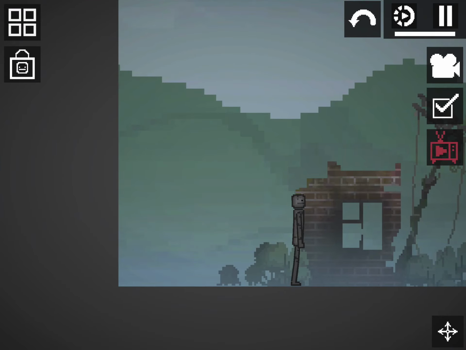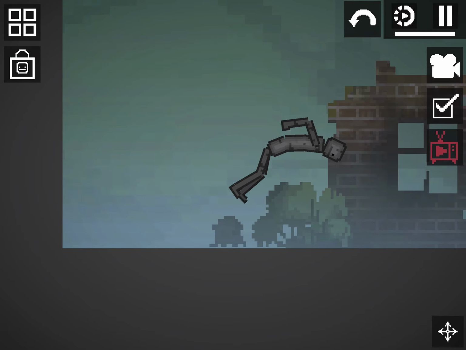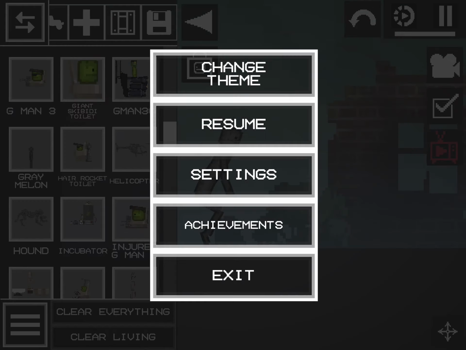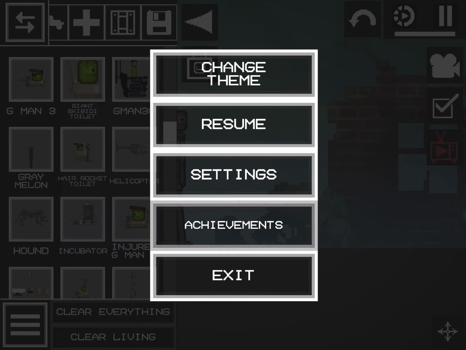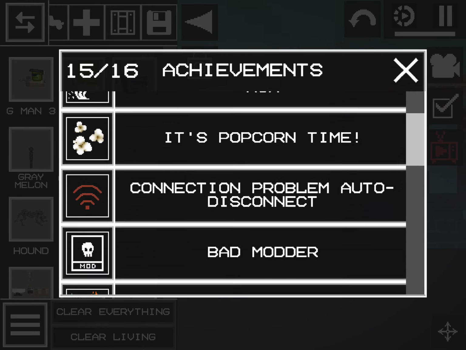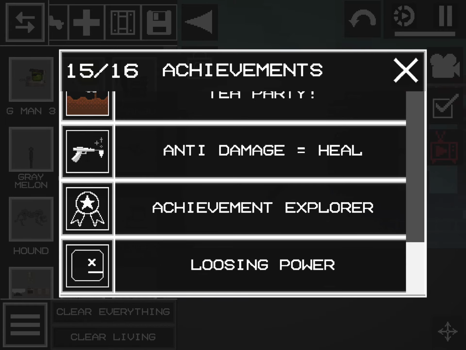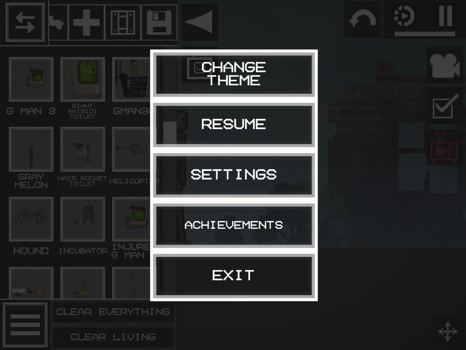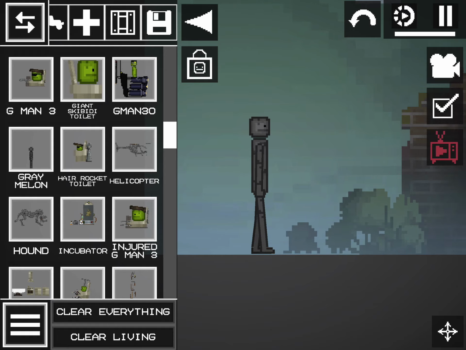Hi guys, today I'll be showing you how to get the gray melon without actually trying to get it. My cousin actually got it by trying over and over again. The last achievement I have to get is the gray melon, but it took way too long. So this is how you can get it.